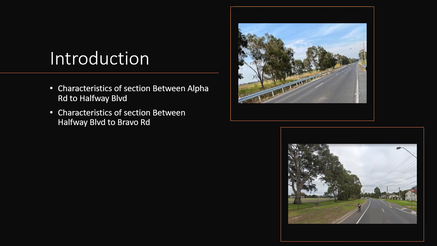spray seal surface. In contrast, the section between Halfway Boulevard and Bravo Road lies on higher ground with good quality sandy soil consistent throughout the stretch of the proposed road section. It has a mixed urban locale which includes residential area, light industrial area, and a primary school. Freight vehicles are expected frequently on this section, and it is proposed to be constructed with kerb and channel, footpath, and other needs for the urbanized area.